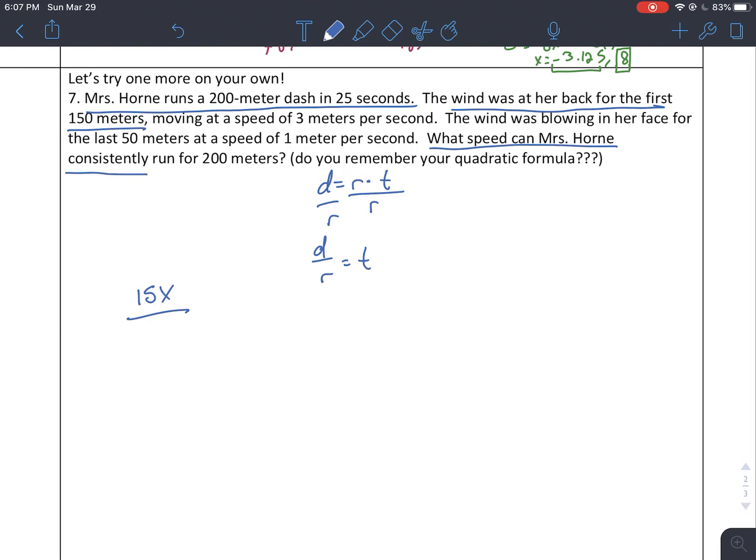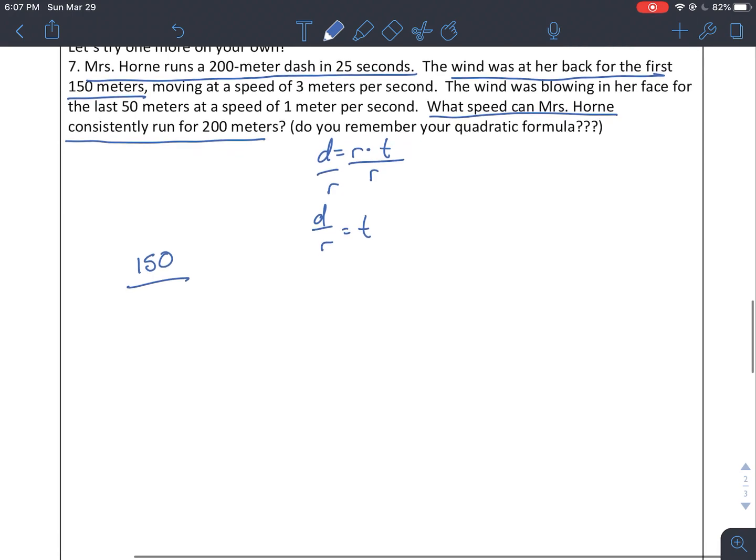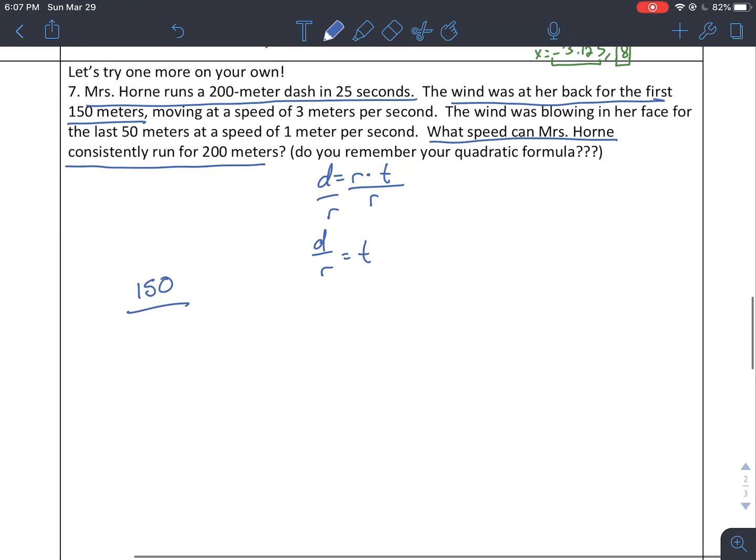So my guess is, what speed can Mrs. Horn consistently run for 200 meters? Why did I put an X there? 150. Okay. The wind was blowing in her face the last 50 meters at a speed of 1 meter per second. What speed can Mrs. Horn consistently run for 200 meters? So in this case, x is her constant speed.